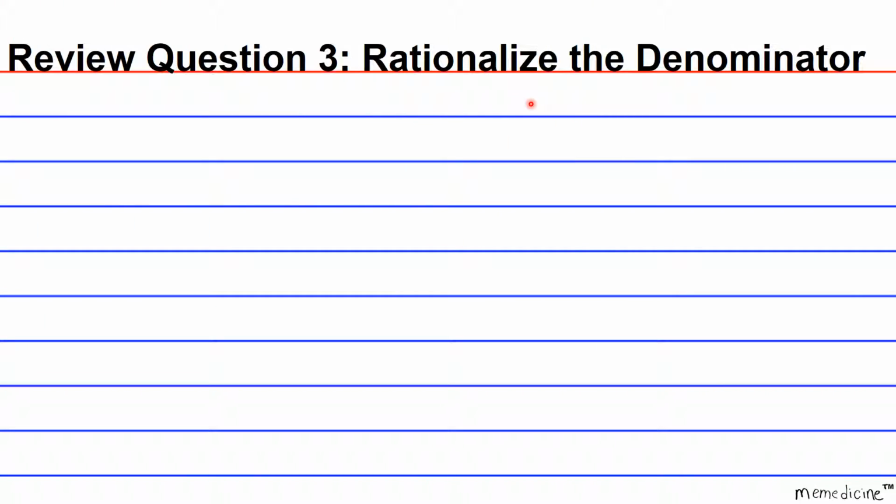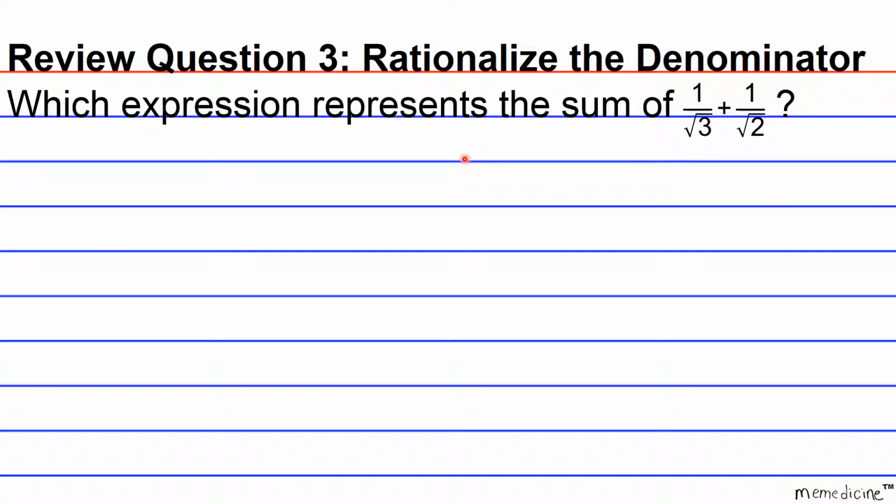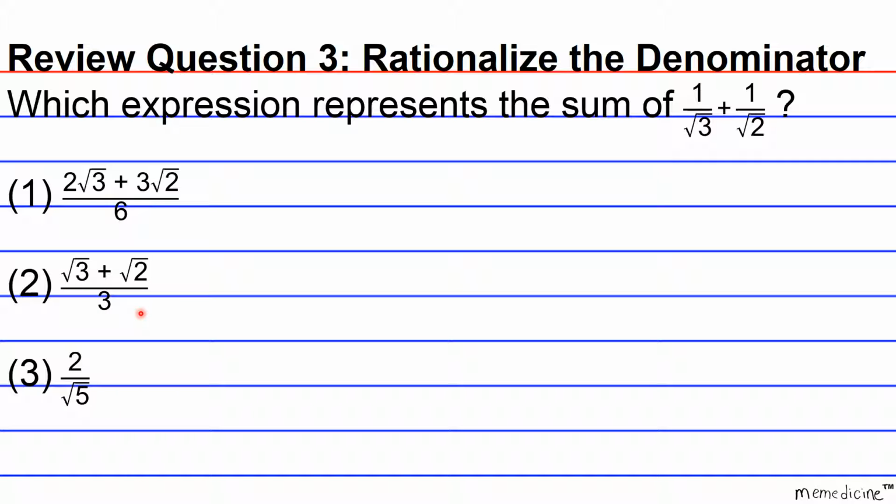Review question 3, rationalize the denominator. Which expression represents the sum of 1 over radical 3 plus 1 over radical 2, which can also be expressed as 1 over the square root of 3 plus 1 over the square root of 2? Is it going to be 1, 2 radical 3 plus 3 radical 2 over 6, 2 radical 3 plus radical 2 over 3, 3 2 over radical 5, or 4 radical 3 plus radical 2 over 2? Definitely press pause if you need to, and I'll give you a moment to think.